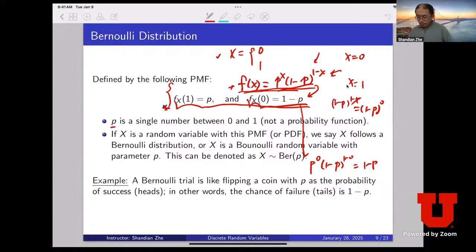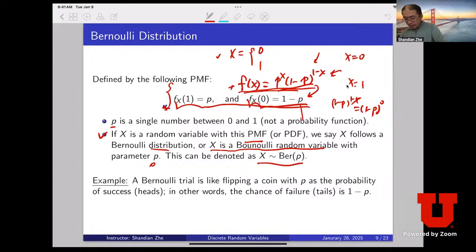Okay, so if X is a random variable with this particular PMF, we say X follows a Bernoulli distribution, or X is a Bernoulli random variable with parameter p, right? So we often use this notation, X tilde, and that means it follows Bernoulli with parameter p.